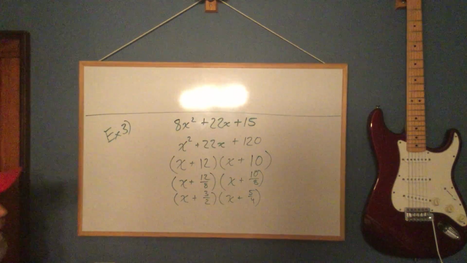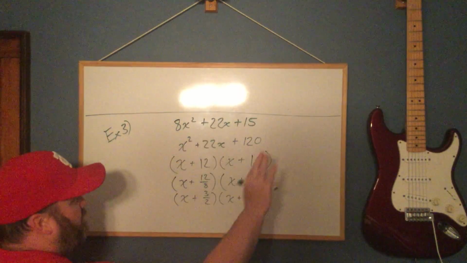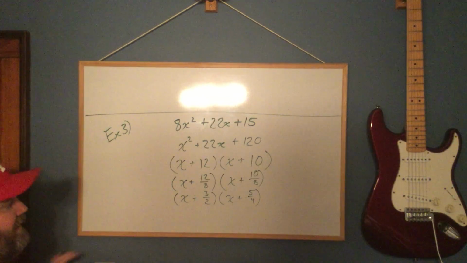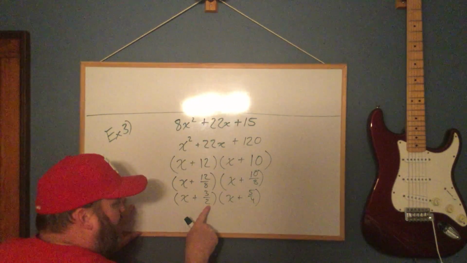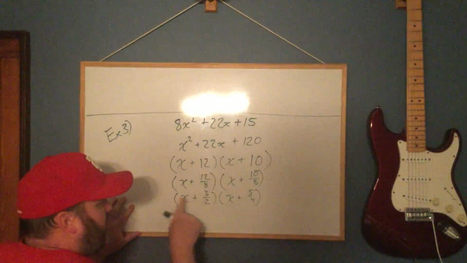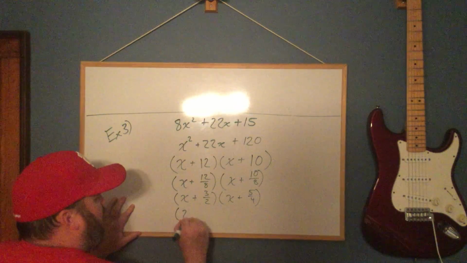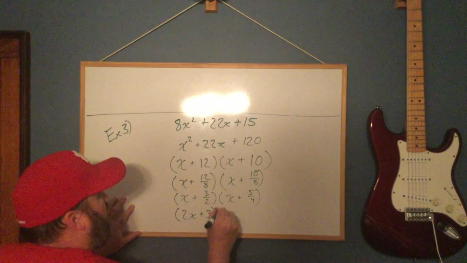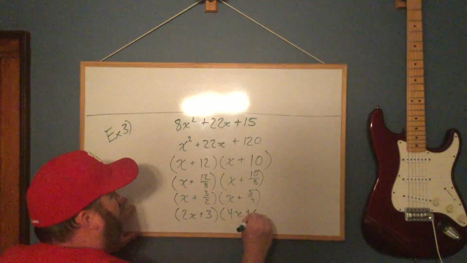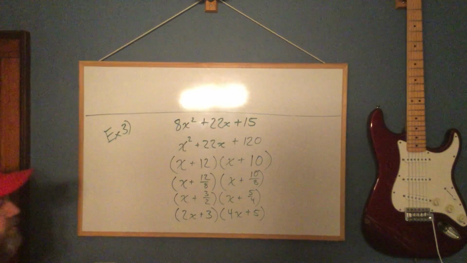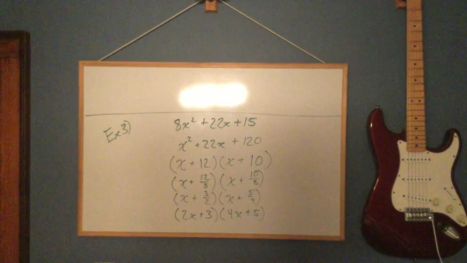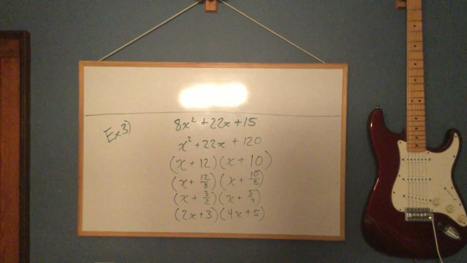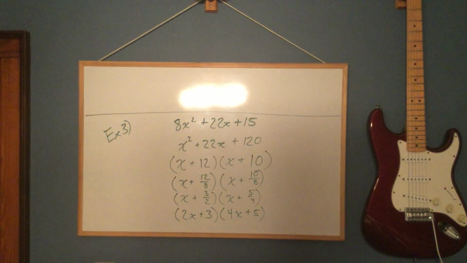Okay. I guess this is the slip part. Here comes the slide part. Take your denominator and that becomes your new coefficient here. 2x plus 3, 4x plus 5. There you go. You just factored it. Again, I have no idea why it works, but it works.